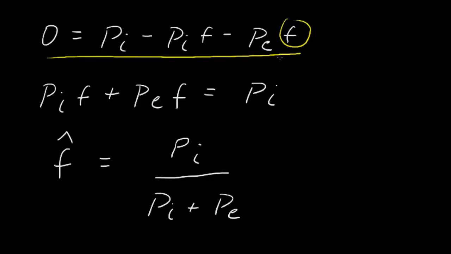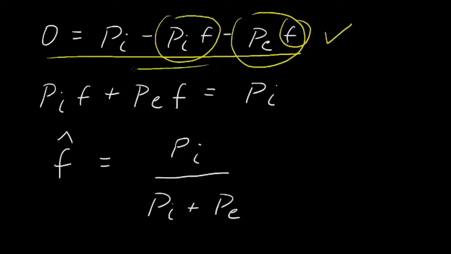And if you don't quite follow it, I would write this expression down on a piece of paper and just carry the algebra out yourself. It's really pretty straightforward. But we're going to solve for f here. And I'll start by taking these two pieces and bringing them to the other side of the equation. And that now gives us PIF plus PEF equaling PI. Easy enough? Got it so far?